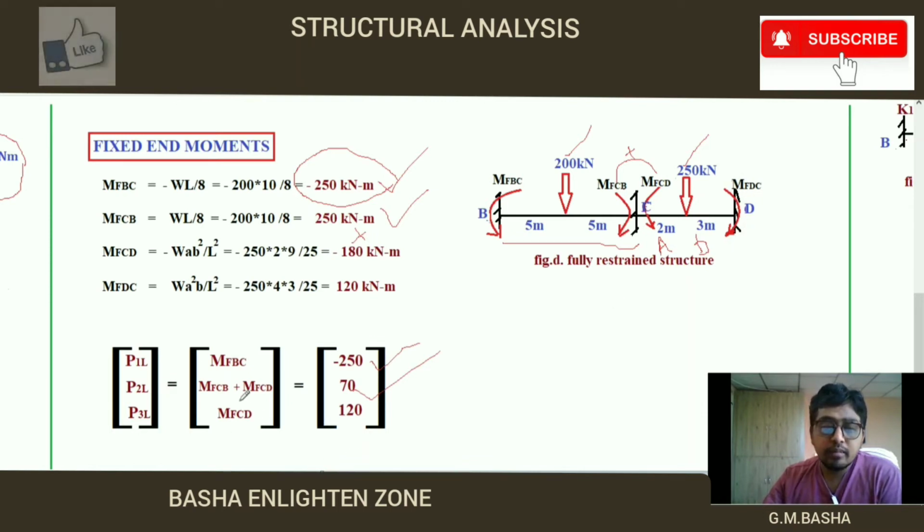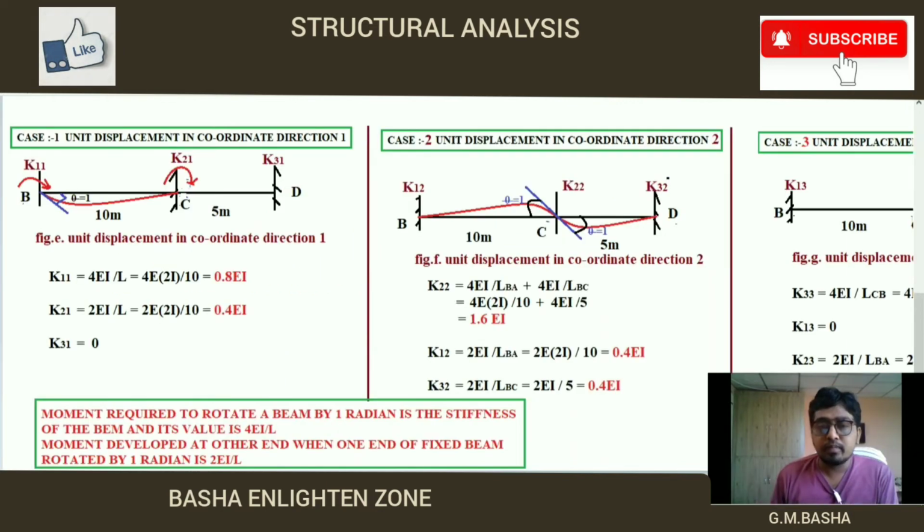So that one will be the fixed moment for span DC, which will be equal to 120 kilonewton meter. Therefore I am taking that third coordinate position here directly. Okay, then we will move to our next step.